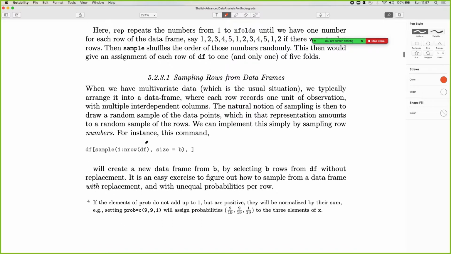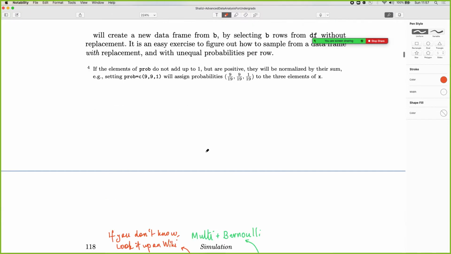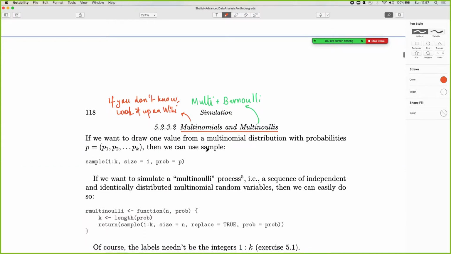Sampling rows from a data frame is essentially the same thing, except this time you pass a data frame as a parameter and the row number. Anyway, you can read that on your own time. Multinomials and multinoullis, I didn't know about these before a couple of months ago, so it's interesting to look up what this means and how you use a Bernoulli to sample this and a multinomial to sample this binomial.